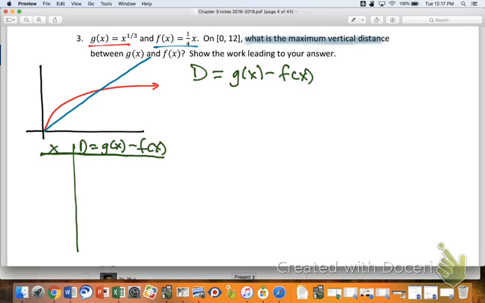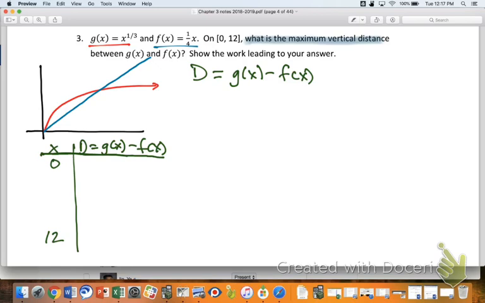I could start off by saying one of my candidates is when X equals 0, because that's the left endpoint of my domain. And the other one is 12, because that's the right endpoint of my domain. And there might be a few in between. In fact, if I have the graph, I can say there's exactly 1 probably in between, or maybe 2. We'll figure it out.